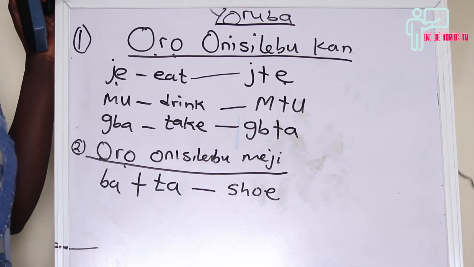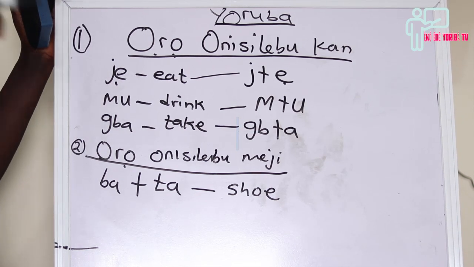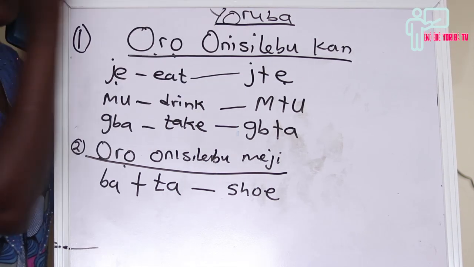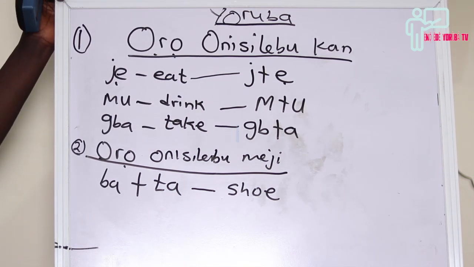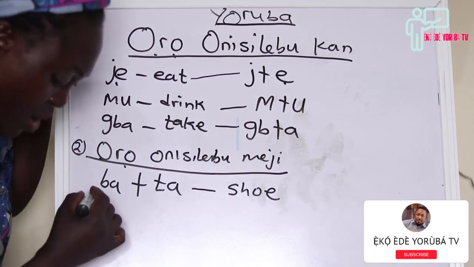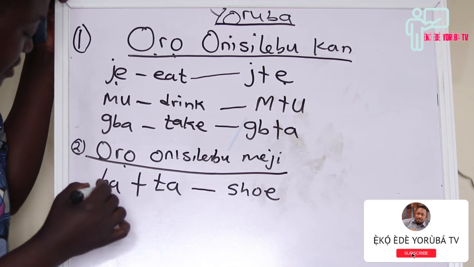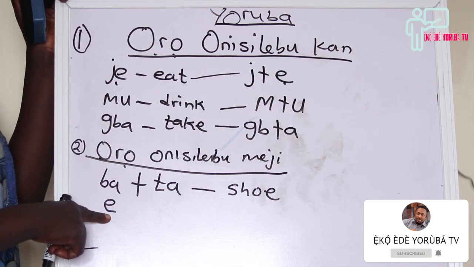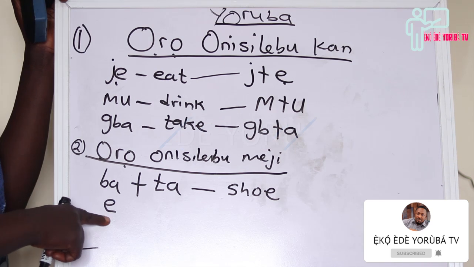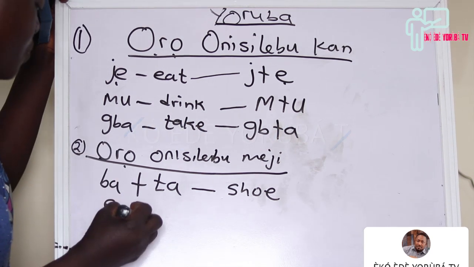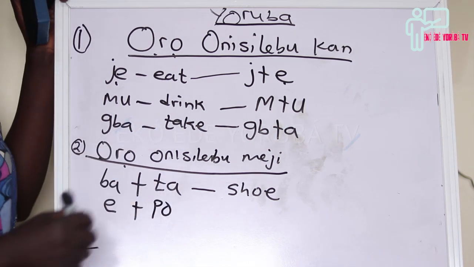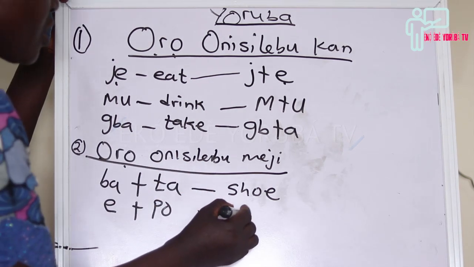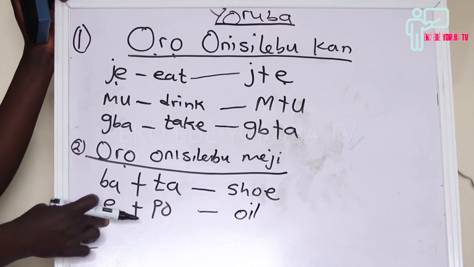Now, we also have single letters in one syllable. Nínú ọ̀rọ̀ onísílébù kan, a ní onílẹ́tà kan. I want to write A. You could remember that we are not going to put anything at the bottom. A plus P-O. Epo, which is oil.